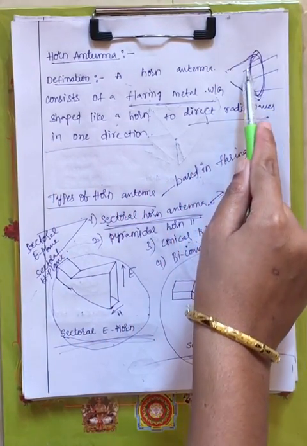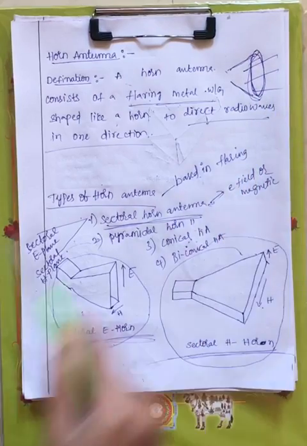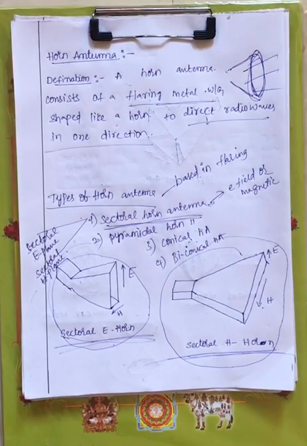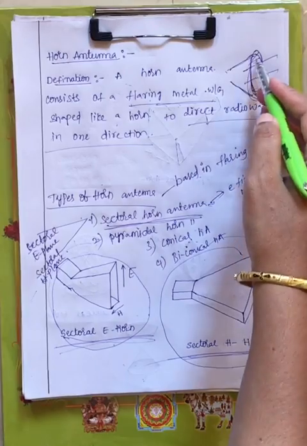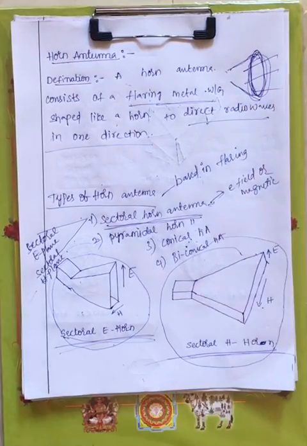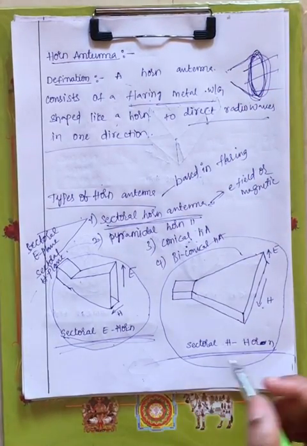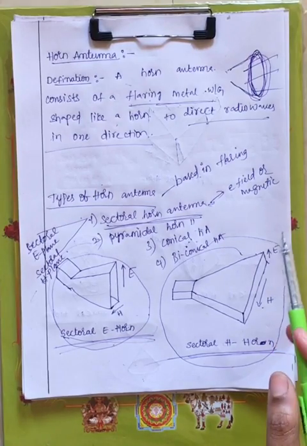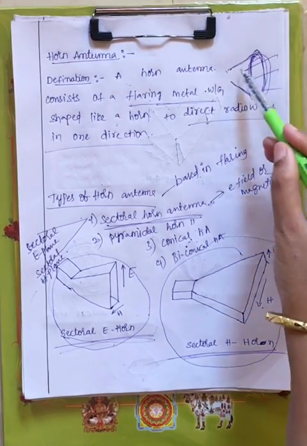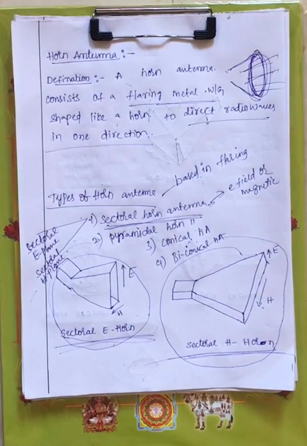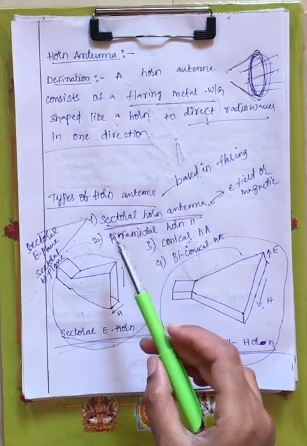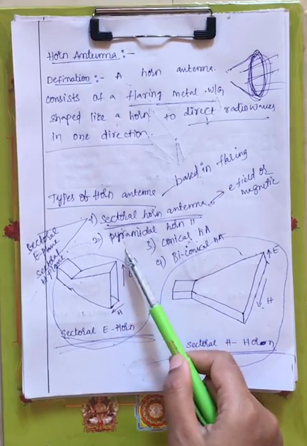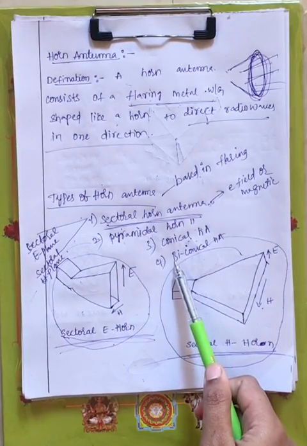This will radiate radio waves in one direction. That is the definition. If you see the mouth of this waveguide, it is open, and because of that open mouth, it can radiate radio waves into open space. Horn antennas are classified into different types based on flaring: sectoral horn, pyramidal horn, conical horn, and biconical horn.